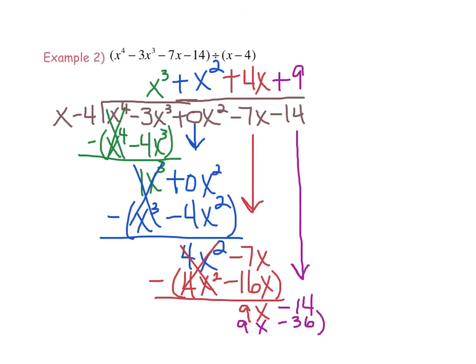Now I'm ready to subtract. I'm sorry, I'm running out of room here, but as you can see, 9x minus 9x would be 0, so that cancels out, and negative 14 minus negative 36 is equal to positive 22. So since we have a remainder for this problem, that means that our divisor, x minus 4, is not a factor of the original polynomial.